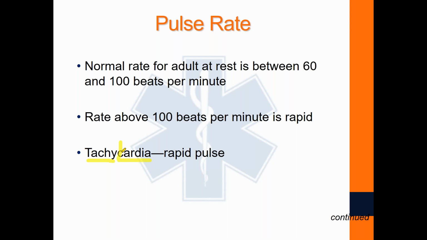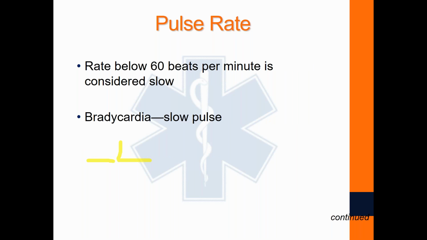If my patient's heart rate falls below 60 beats per minute, we are going to call that, as a general rule, too slow. And if my patient's pulse is too slow, we're going to call that bradycardia. So we look at the word. Brady means slow. We have the same ending, so slow heart means slow pulse or not enough beats per minute. So 60 to 100 is really what we're looking for.